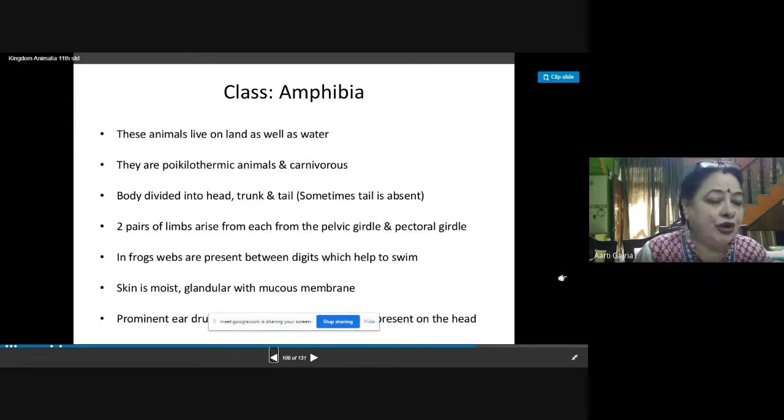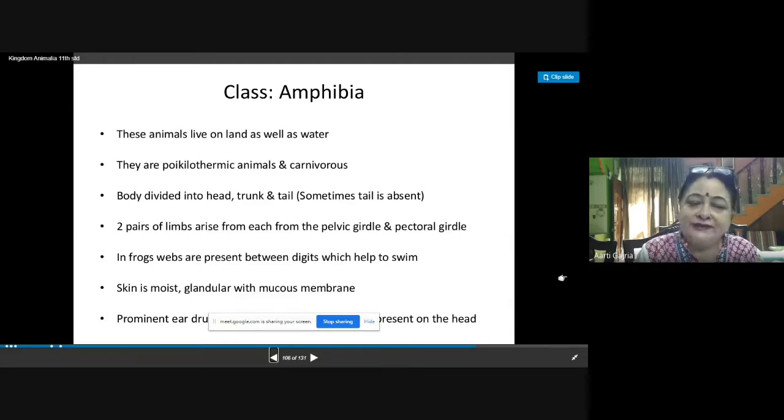They are poikilothermic. Poikilothermic means they are cold-blooded animals. Their body temperature is not constant. It keeps on changing as per the temperature of the surrounding. And they are carnivorous. Carnivorous means they are depending on the meat of other animals for their food. So they feed on the animal's meat. That's why they are called carnivores.